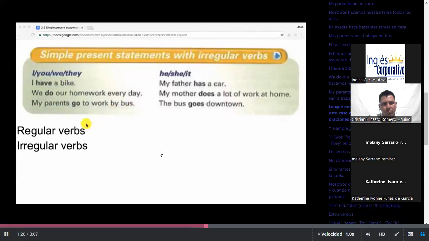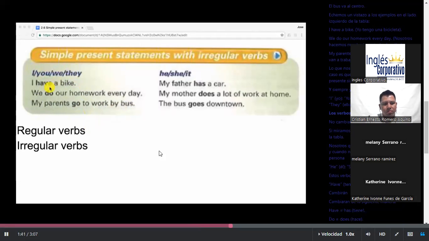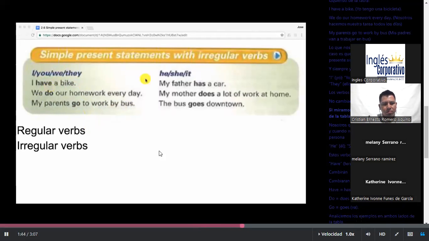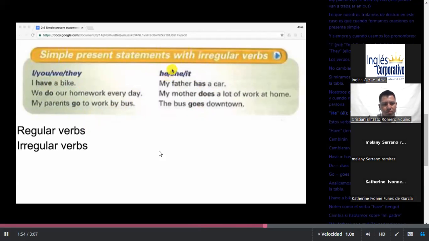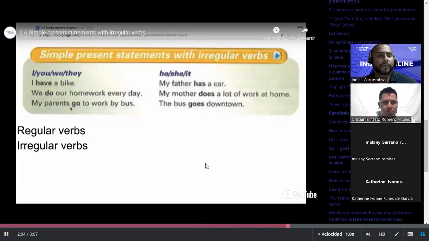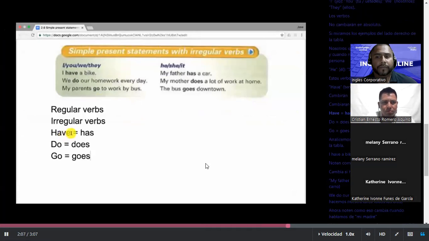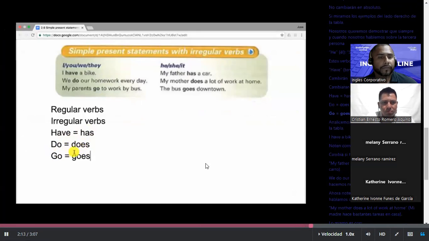What we're trying to illustrate in this case is that when forming simple present statements, and whenever we use the pronouns I, you, we, and they, the verbs will not change at all. If we look at the examples on the right-hand side of the chart, we want to demonstrate that whenever we talk about the third person, he, she, or it, these verbs have, do, and go will change, and they change as follows: have equals has, do equals does, go equals goes.